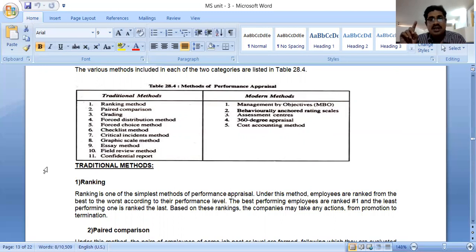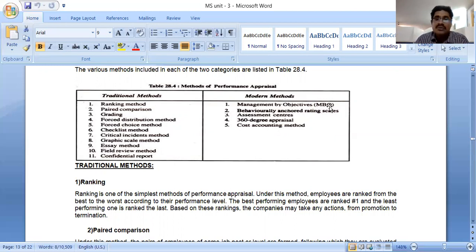Essay method means private organizations use it to write a paragraph about their subordinates. This paragraph may be positive or negative. Coming to the confidential report, it is quite similar to the essay method I told you about. The confidential report is used by government organizations to check their employees using a paragraph. This paragraph or statement may be positive or negative. It is purely based upon the employee's performance.